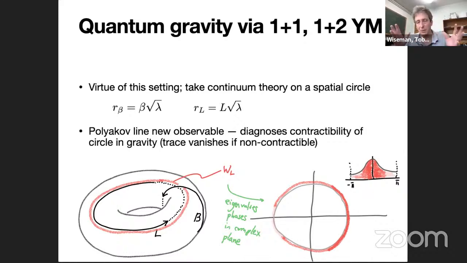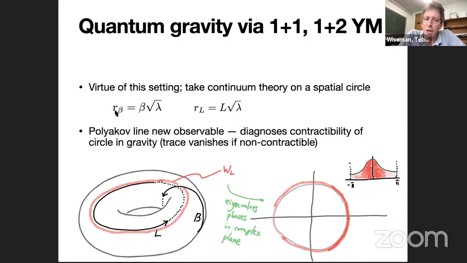It's a real physical deformation that you can be interested in, this compactification. So that's rather nice. And we can take advantage of that to vary the size of the circle and see what the physics does. And as I'll tell you, there's some interesting physics. So now we've got two dimensionless couplings.